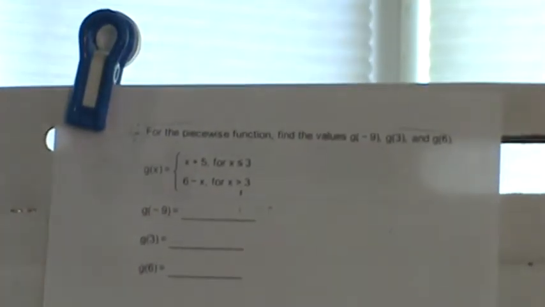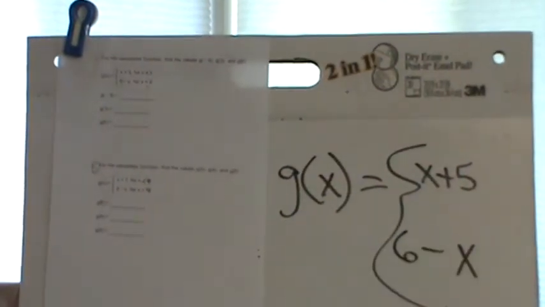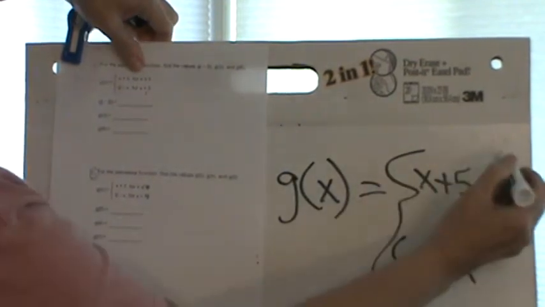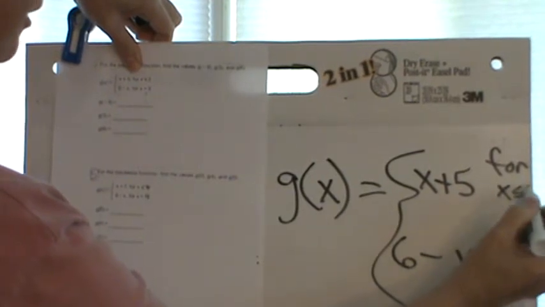Now, the only other thing in this section is piecewise functions. And I have just a few examples of this. Piecewise function is exactly what it sounds like. It's a function made up of pieces. This number 4 is a g of x function made up of x plus 5 and 6 minus x. But here's the most important part. The x plus 5 is for x's less than or equal to 3.